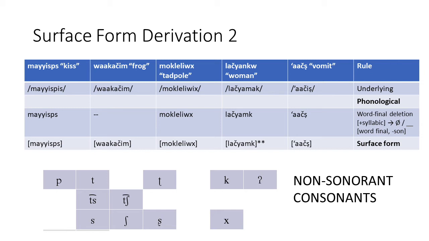Now, for wakachim, that means frog. As you can see here, there isn't even a vowel at the end of the word, so you don't have to worry about that. But there is an I between the ch and the m. However, m is a consonant that comes after the vowel, but is it a non-sonorant? If you look at the chart, it is not there. So you have to keep the E.